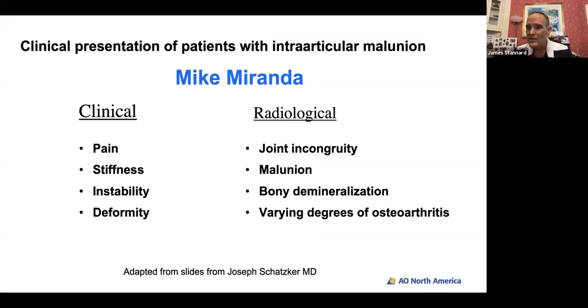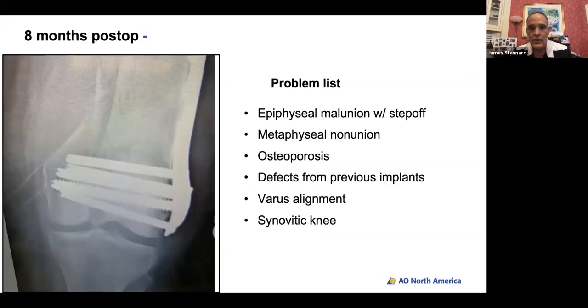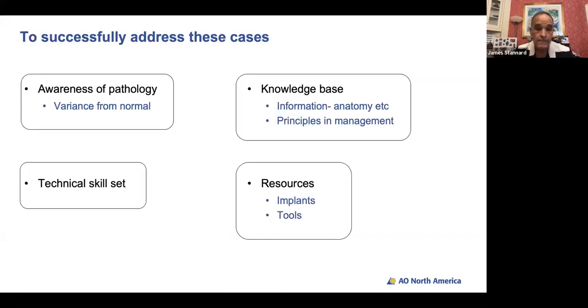And he noted radiologically, you get joint incongruity, malunion, bony demineralization as the patient just won't walk on it because of pain, and then varying degrees of osteoarthrosis. So here's an example. This problem list shows a patient with epiphyseal malunion with a step off, and you can see that right here. And then a metaphyseal non-union, osteoporosis, defects from previous implants, varus alignment, and then he's got this step off in the joint right here. The knee was also synovitic. The patient wouldn't move it, had tremendous pain.